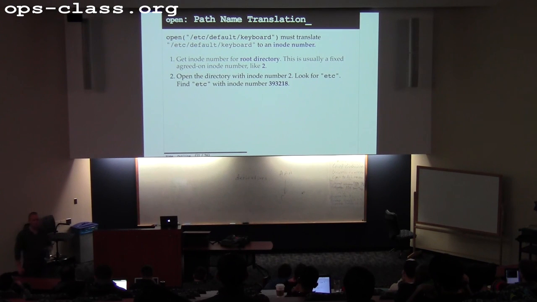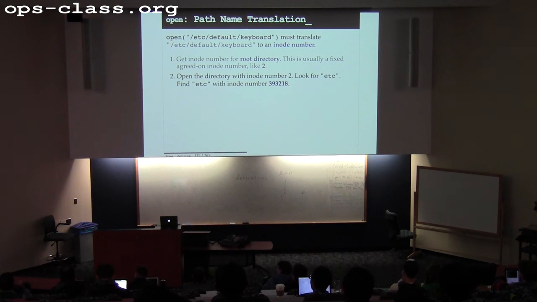So what's the next step? I've opened root. I've looked up etc in essentially the hash table that represents a directory. Well, I don't open etc, right? What do I open? The file system doesn't understand those fancy names of yours. It has no idea what etc is. And, of course, there could be 1,000 different etcs in different directories. What do I open? I open 393218. That uniquely identifies an inode, okay?